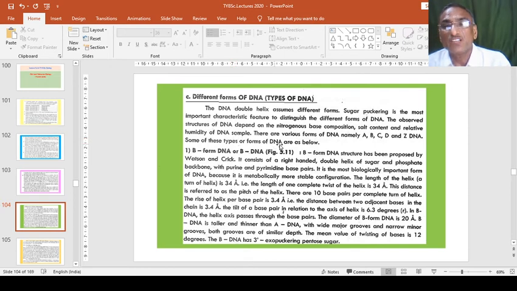There are various forms of DNA, namely A, B, C, D, and Z DNA. These are the different forms of DNA. Some of these types or forms of DNA are discussed here. One, B form DNA or B-DNA. B form DNA structure has been proposed by Watson and Crick.